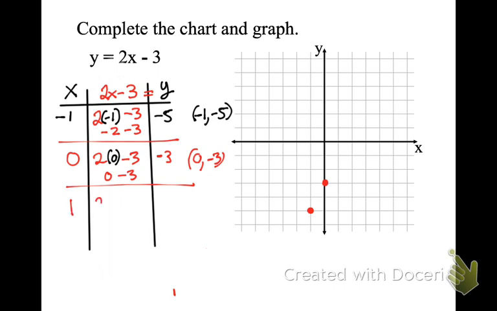I'm going to try 1. 2 times 1 minus 3. So that's 2 minus 3, which is negative 1. And so that would be 1, negative 1. And I'm going across 1, down 1. And so now I've got enough to draw my line. I'm going to take my straight edge and line it up.